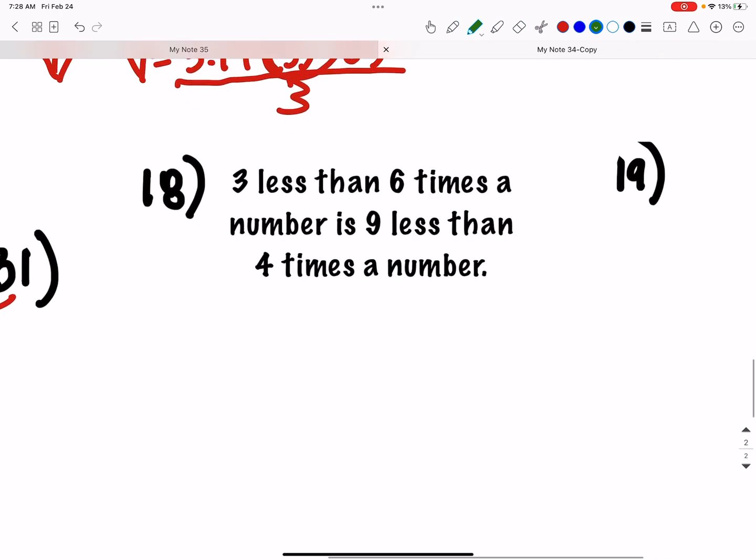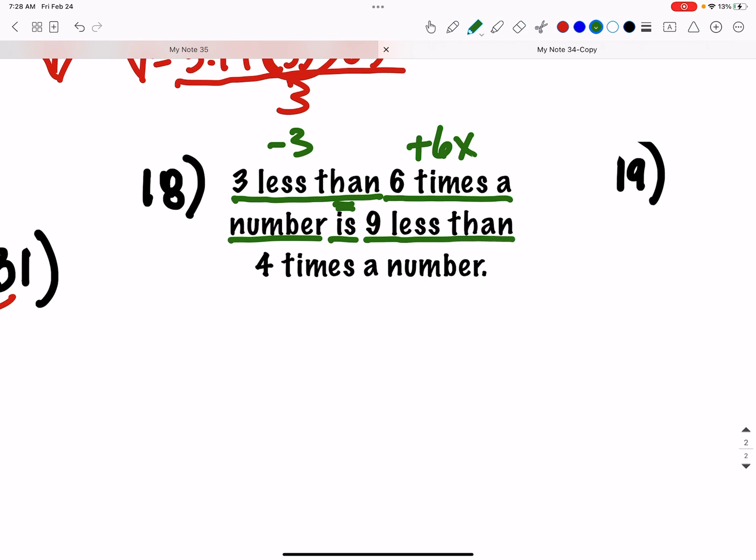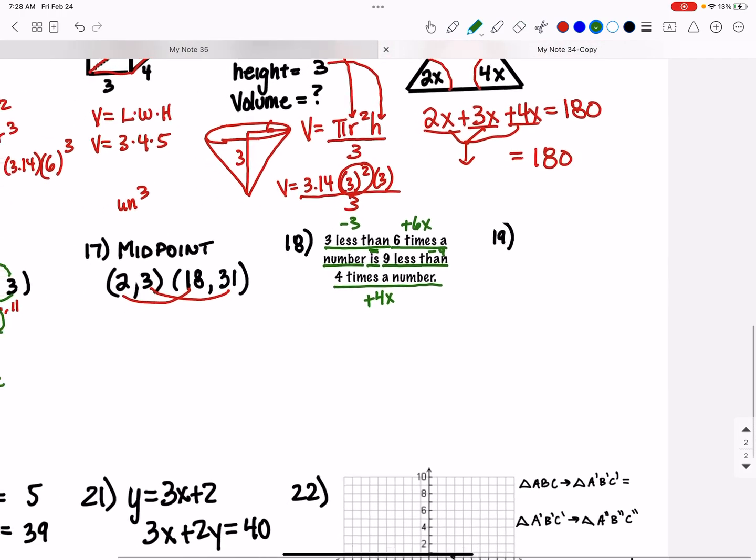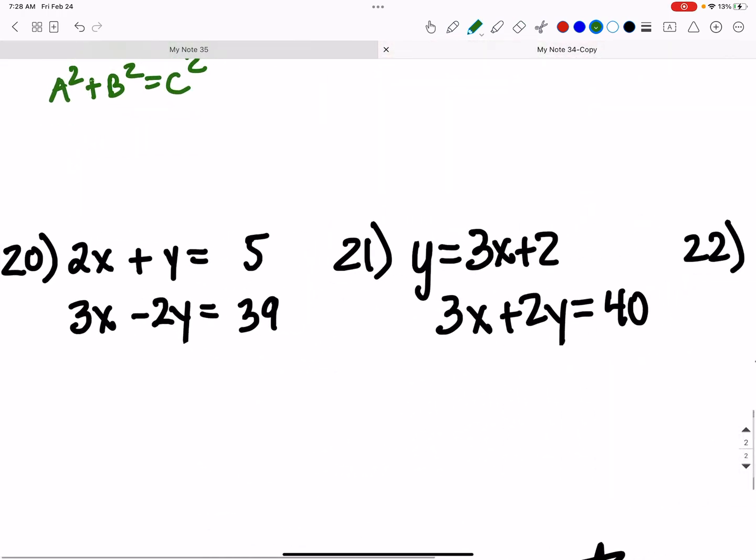All right, 3 less than negative 3. 6 times a number, positive 6x, equals 9 less than minus 9. 4 times a number, positive 4x. When I go through, I should be able to write those in an equation and do it. 19, nothing, okay. 20, I'm going to do this one a little bit more.